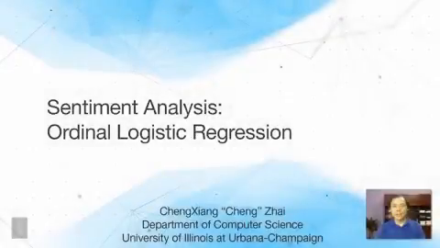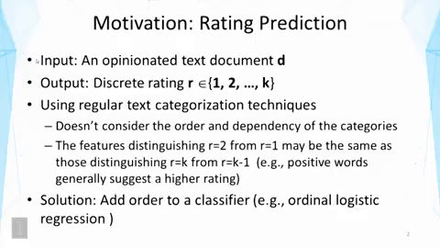This lecture is about ordinal logistic regression for sentiment analysis. This is our problem setup for a typical sentiment classification problem, or more specifically rating prediction. We have an opinionated text document D as input, and we want to generate as output a rating in the range of 1 through k. So it's a discrete rating, and thus this is a categorization problem. We have k categories here.